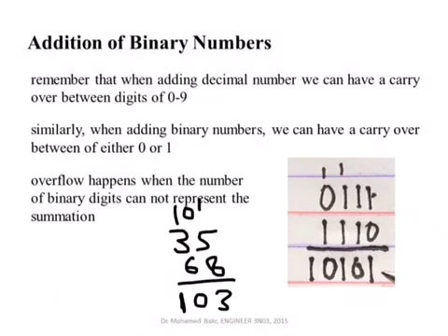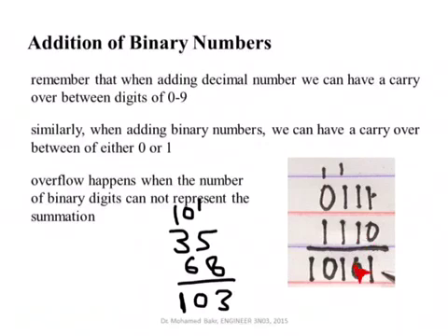Okay. For example, let's look at this example, which I borrowed from one of the references. So if you have here 1 plus 0 will give us 1. 1 plus 1. Okay, 1 plus 1, this is 2, but I cannot represent 2 in a single digit.